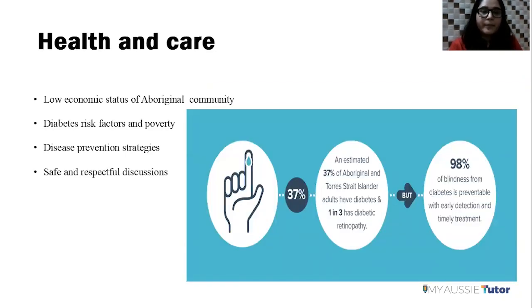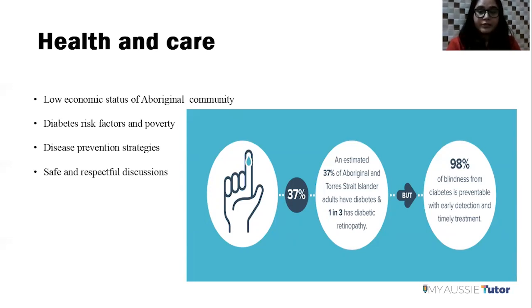Moving to the next slide, health and care. How the yarning circle ensures safety in health and care. As we know, it is estimated that 37% of Aboriginal and Torres Strait Islander people, or adults to be more specific, have diabetes, and 1 in 3 has diabetic retinopathy.